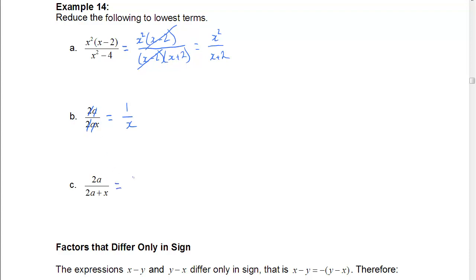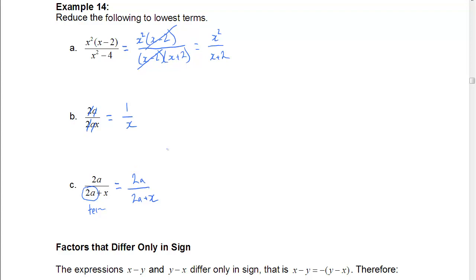This next example, the answer is exactly the same as the question. That's because the denominator has two terms. The 2a and 2a cannot cancel. We're not allowed to do that because this is 2a plus x. This 2a is a term of the whole denominator. So we have to leave it alone, so the answer is already in lowest terms.